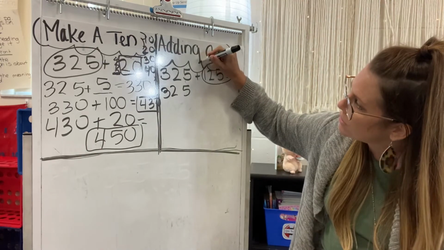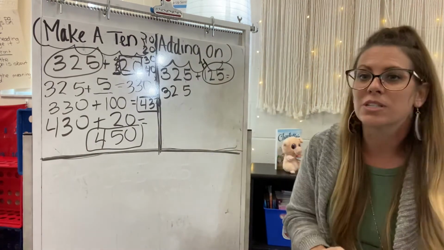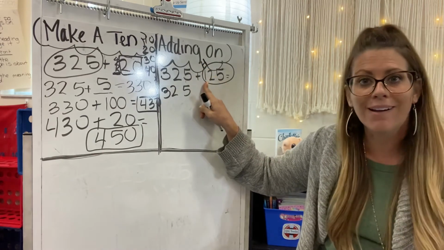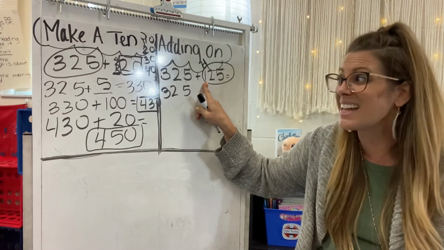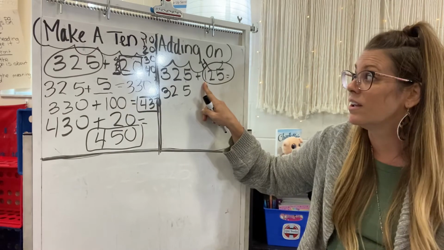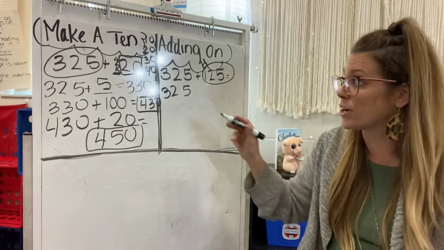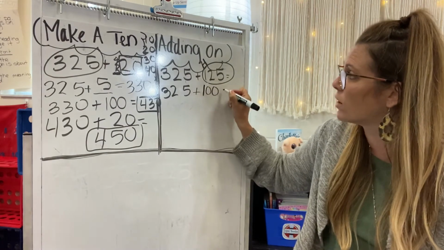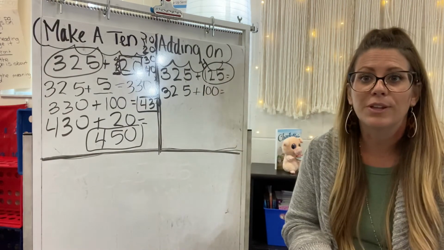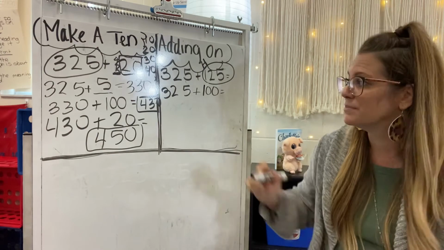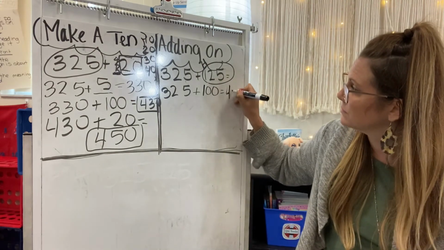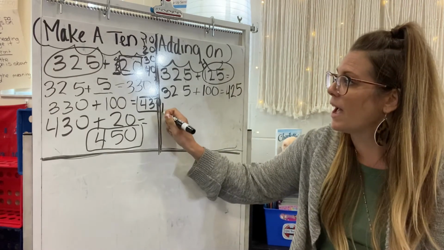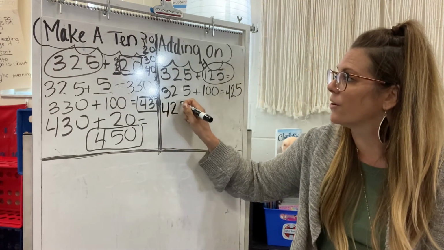And we're going to add those pieces on to our number. So we're going to start with the hundreds. And in 125, how many hundreds do you have? And that's kind of like what we did here. 100. So if you add 325 plus 100, you should get what? 425. So now we added our hundreds.